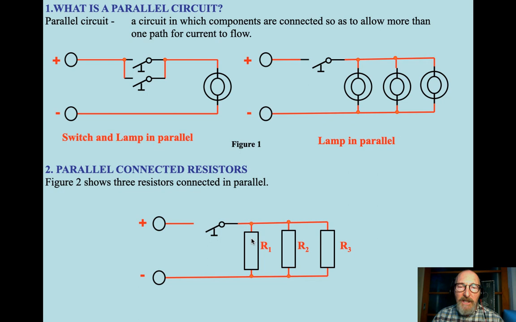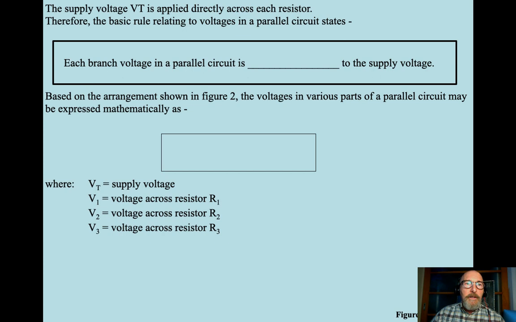But if they are different value resistances, they'll have different values of currents according to Ohm's law flowing down through each resistor. So the supply voltage, VT, V total, is applied directly across each resistor. Therefore, the basic rule relating to voltages in a parallel circuit states each branch voltage in a parallel circuit is equal to the supply voltage. Based on the arrangement shown in that previous figure 2, the voltages in various parts of a parallel circuit may be expressed mathematically as the total voltage is the same as V1, is the same as V2, is the same as V3.